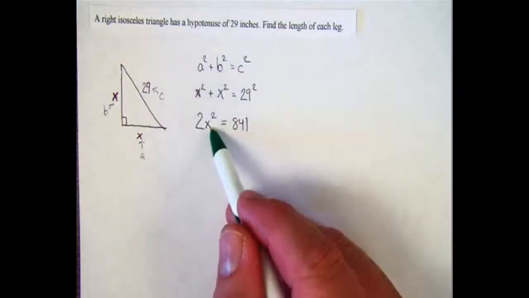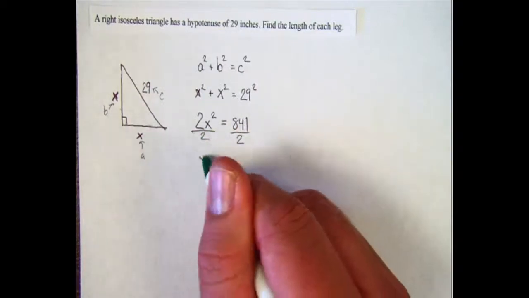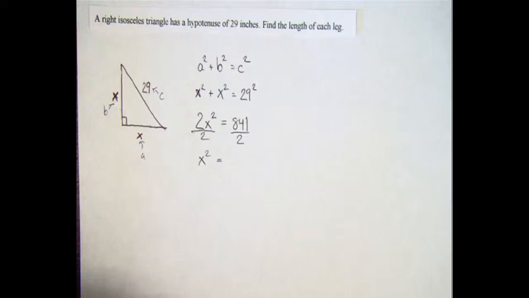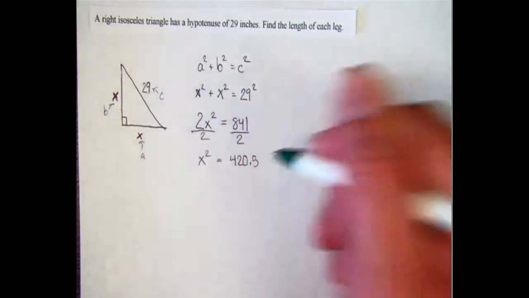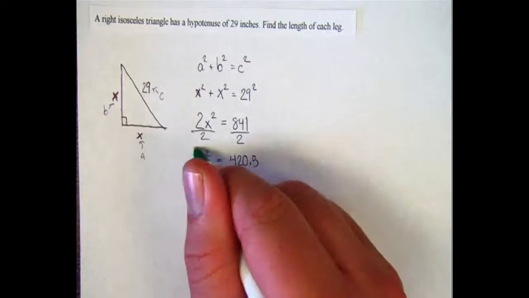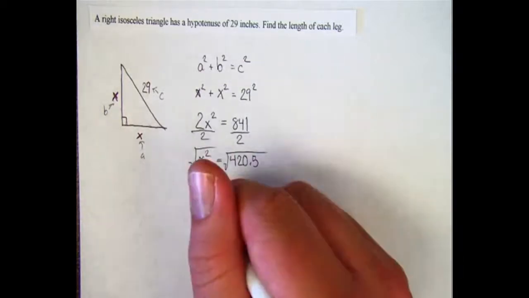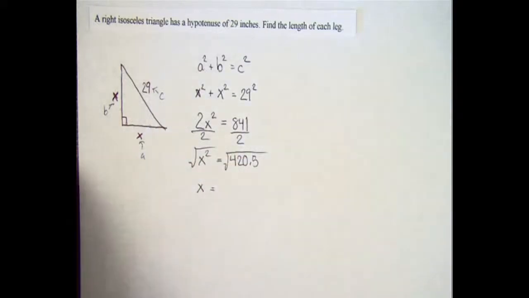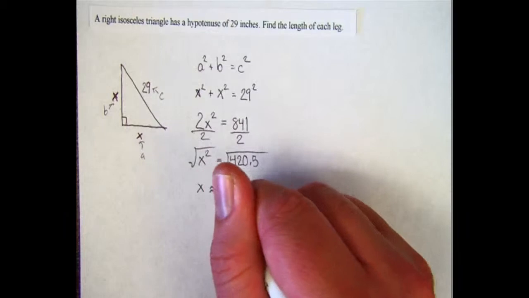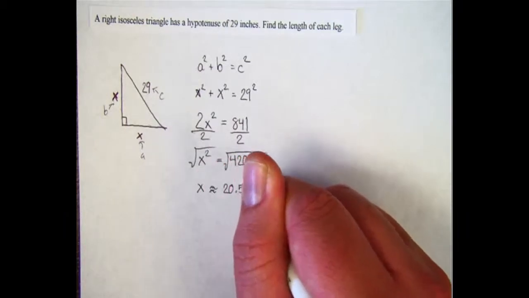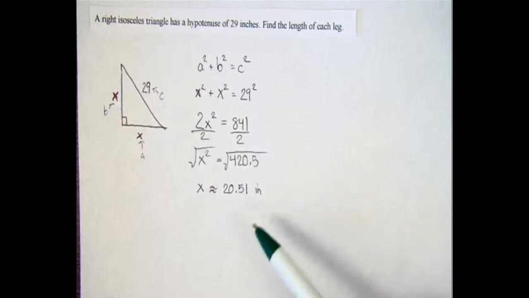Now, in order to find x squared, I'm going to have to divide both sides by 2. So I get x squared equals 841 divided by 2, which is 420.5. And then, to get x by itself, I'm going to take the square root of both sides, and I find that x is going to be about 20.51 inches.